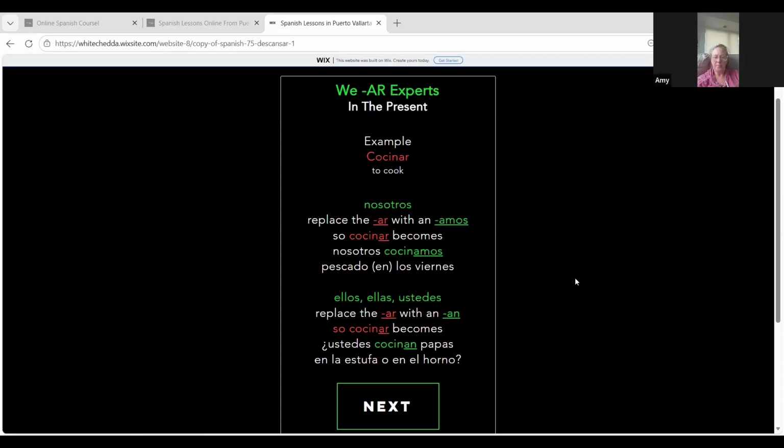La estufa. And then remember that H's are silent in Spanish, so this word for the oven is el horno. El horno. Yeah, good. Excellent. Muy bien. Very good. Gracias.